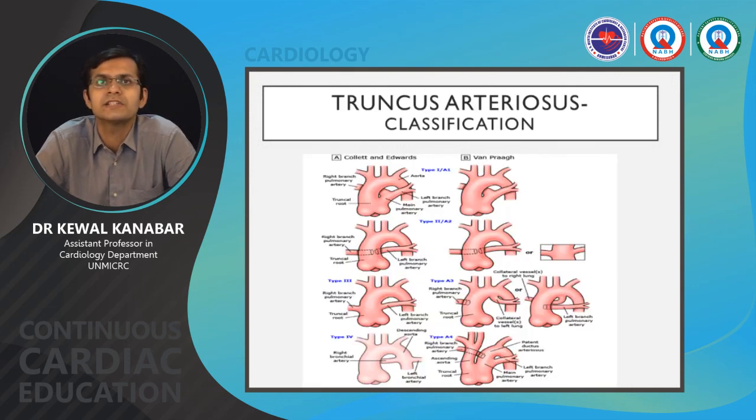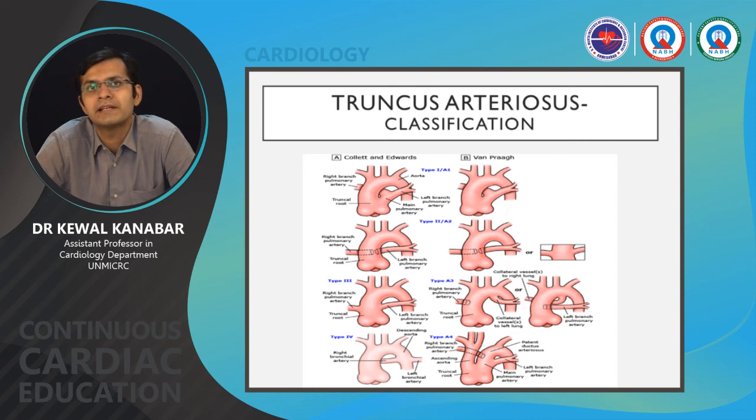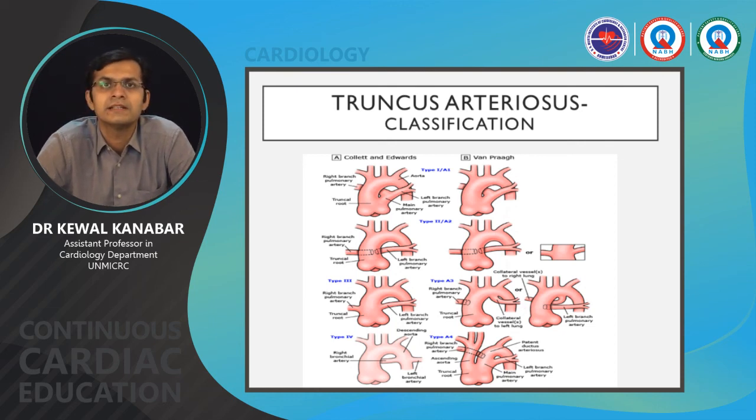Now this is the Collett and Edwards classification in the figure on the left. Type 1 is basically when there are two separate great vessels: one is the aorta, and there is the main pulmonary artery, which divides into right and left pulmonary arteries. Type 2 is when the right and left pulmonary arteries arise separately and posteriorly from the aorta. Type 3 is when the right and left pulmonary arteries arise from the aorta, but from the lateral aspects of the aorta. Right.